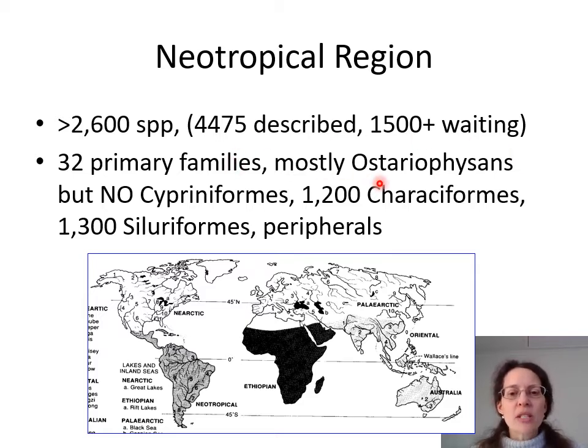32 primary families, mostly Osteriophysans, but now we don't see any of those Cypriniformes. So those are our minnows and suckers. They're not there at all, but we have 1,200 Characiformes. So these include, again, our piranhas and our tetras. So these 1,200 fishes are probably the ecological equivalent of those minnows and suckers, and the diversity in here is filling those niches. 1,300 Siluriformes. These are catfishes. And we have lots of peripherals as well. Lots of marine families have invaded the freshwater in this area, and it includes a bunch of different species, including things like our freshwater stingrays. They're found in South America. So even the marine rays have invaded the freshwater environment in the Neotropical region.